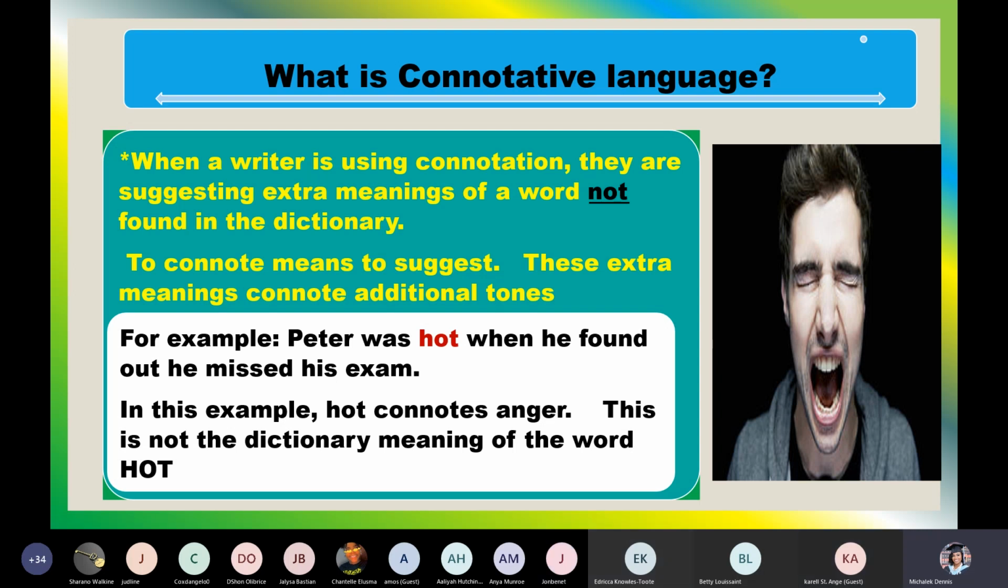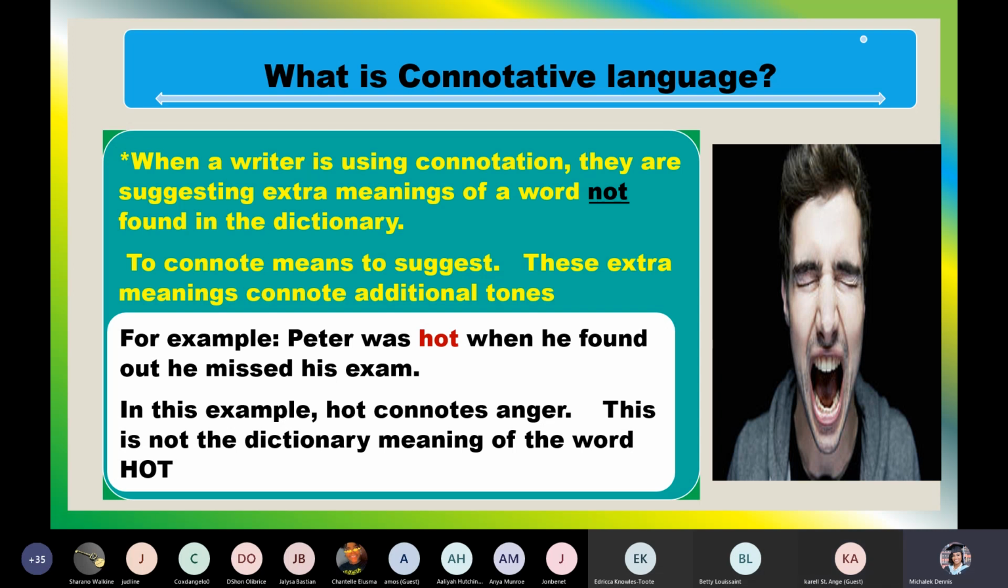Upset. He was upset. He was irate. Excellent. Irate. Yes, he was irate. He was enraged. Enraged, furious. Very good. Good job, students.